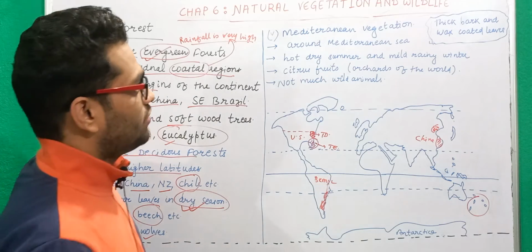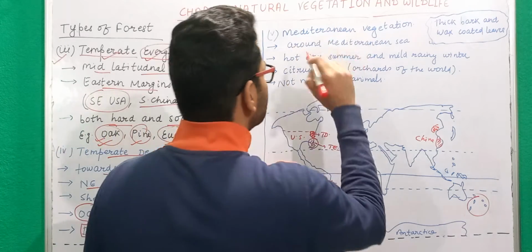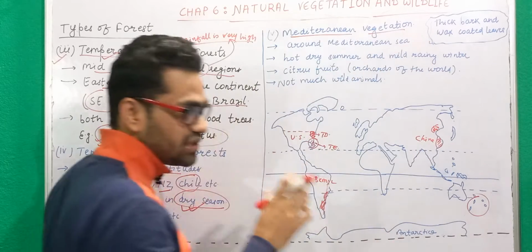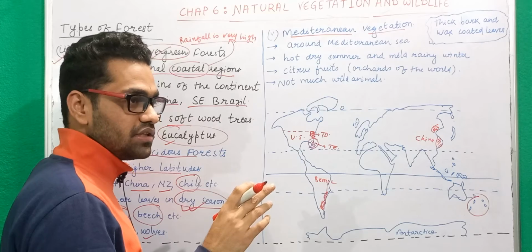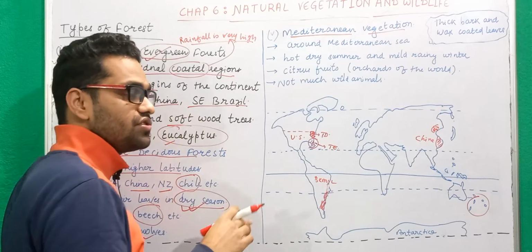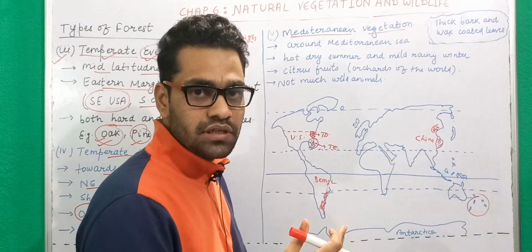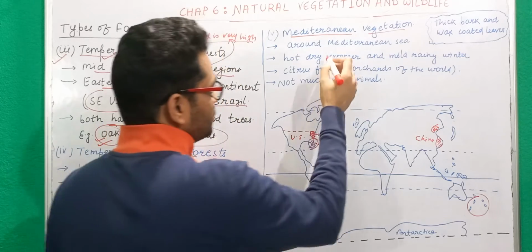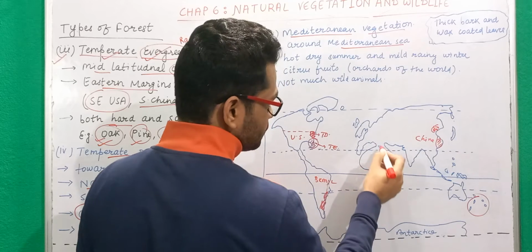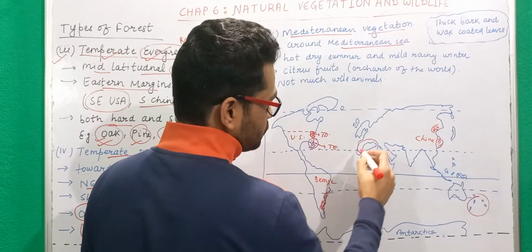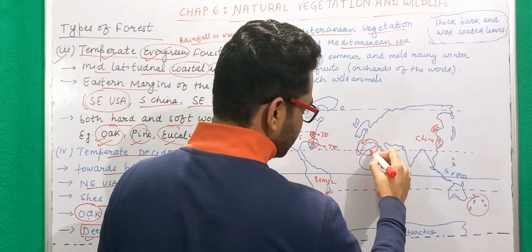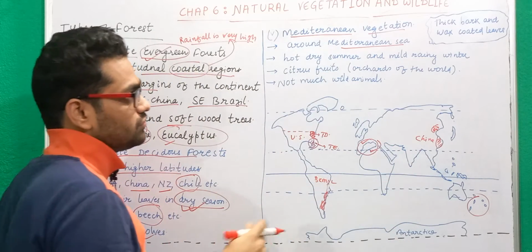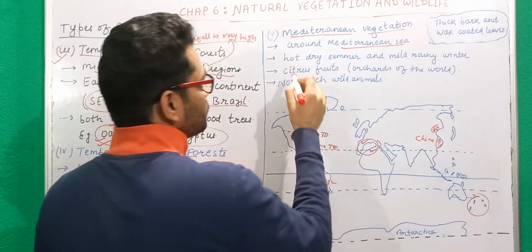Okay, now move to the fifth type of vegetation that we have. This is Mediterranean vegetation. Now this is very interesting, because this has a peculiar type of availability of vegetation. So this will be found around the Mediterranean Sea. So this area you will find some parts of Europe, some parts of Africa, and some parts of Asia will also be included in this part.